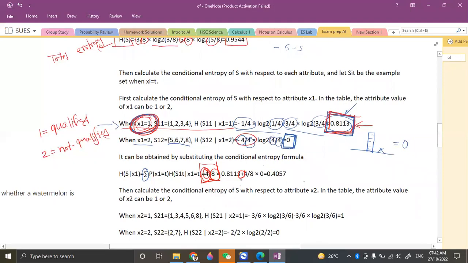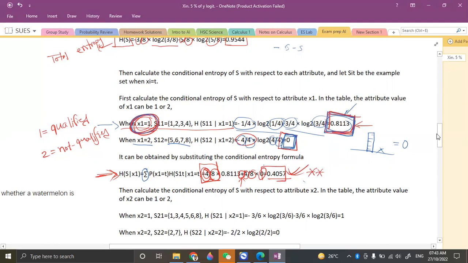That's why we write down here a plus sign. And then 8 out of 4, they are not qualified, and for not qualified, the entropy is 0, right? So we multiply with 0. So this is the result, 0.4057. So this is the first total conditional entropy. So we will need this one later. So we mark a star sign here.